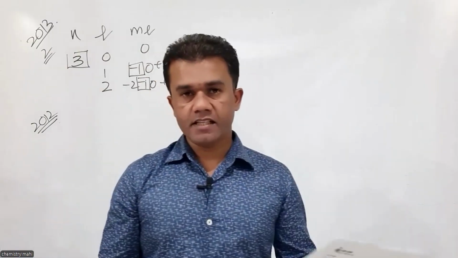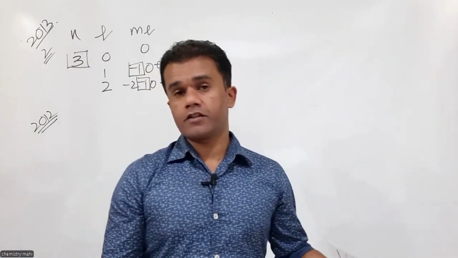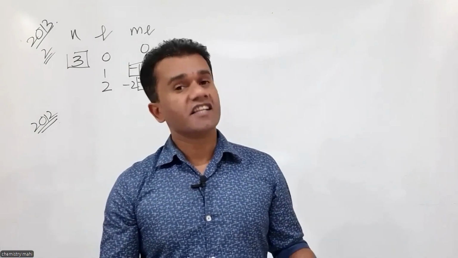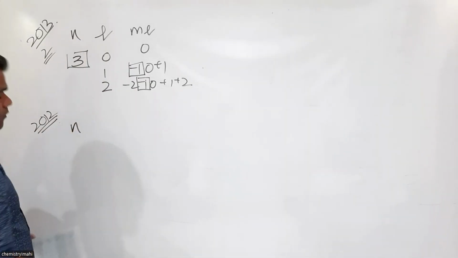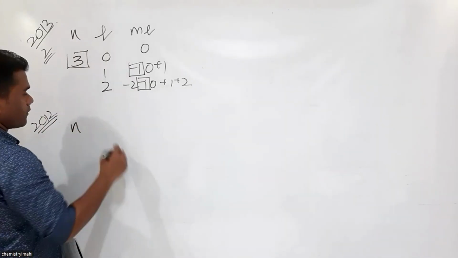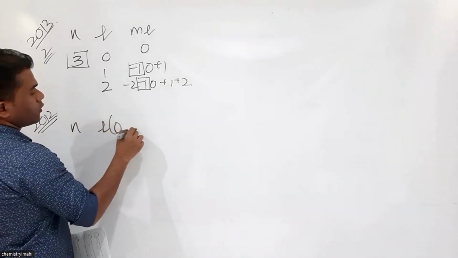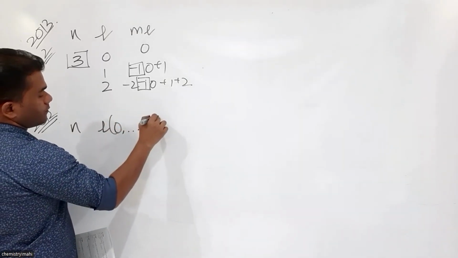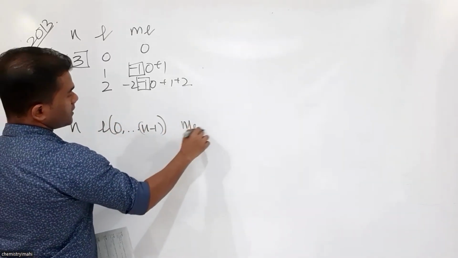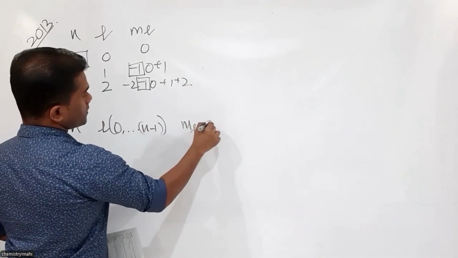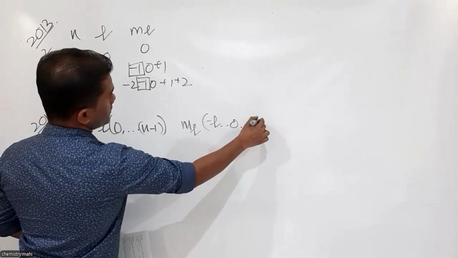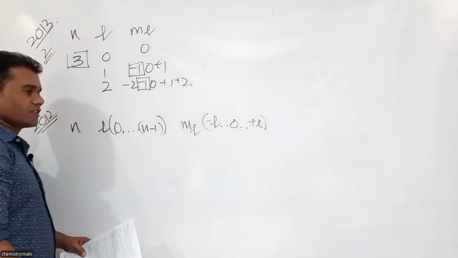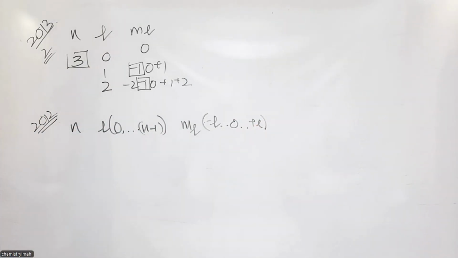As I discussed in the previous session, there are conditions. For n, it should start from 1, 2, 3, 4, like that. In the case of l, the condition is from 0 up to n minus 1 maximum. For ml, the condition is from minus l through 0 up to plus l. Then ms is plus half, minus half. That's the simple one.